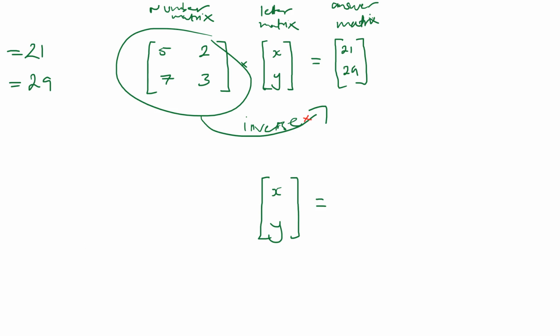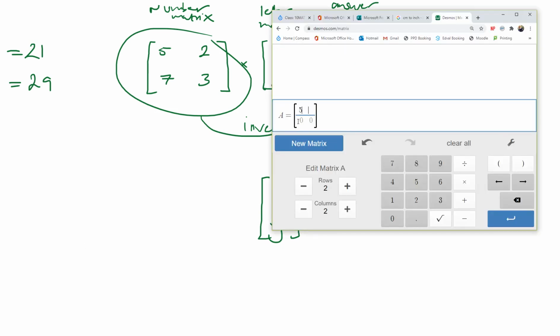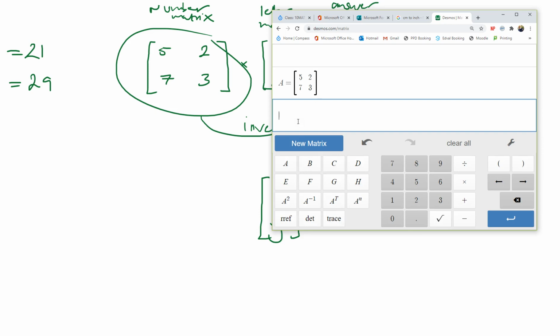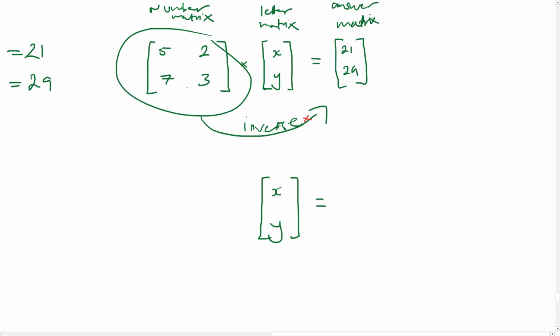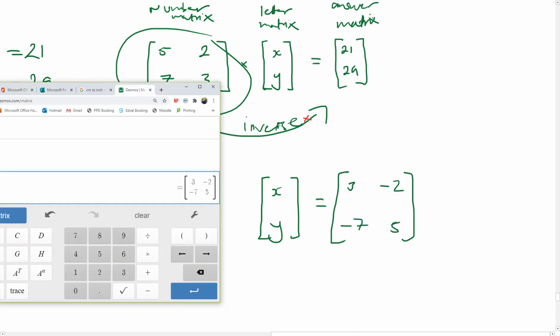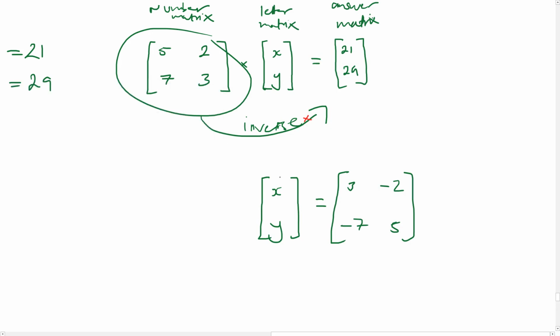Let me just get my trusty calculator. So 5, 2, 7, and then 3. Okay, there's my A matrix, right? So if I find the inverse, A to the power of -1, there's my inverse of that matrix. So it's 3, -2, -7, 5. Just double check. Yeah. So remember, this is my number matrix, and this was my number matrix, but now I've inversed it. Multiply by that answer matrix, 21, 29.